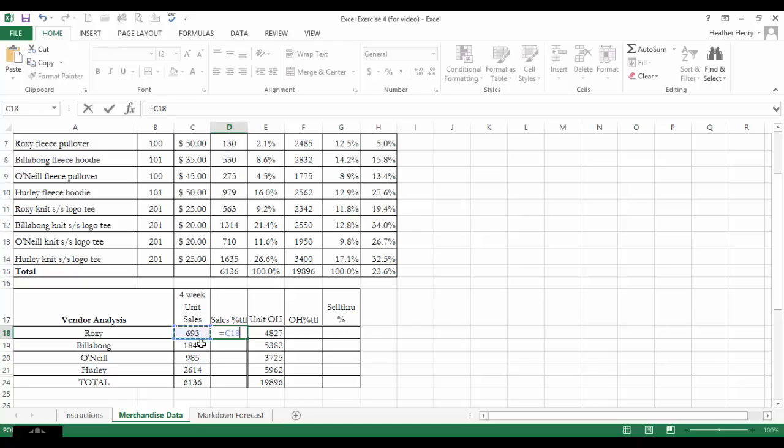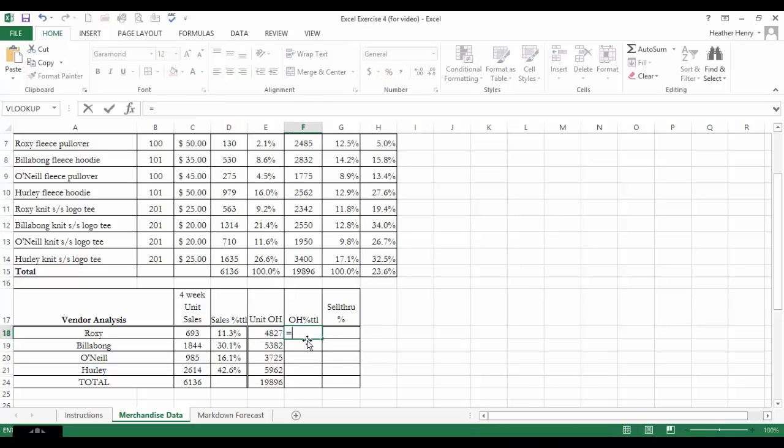Take our 693 units divided by our total of 6,136 units. I'm going to make sure I lock that number, and I will use my fill formatting.